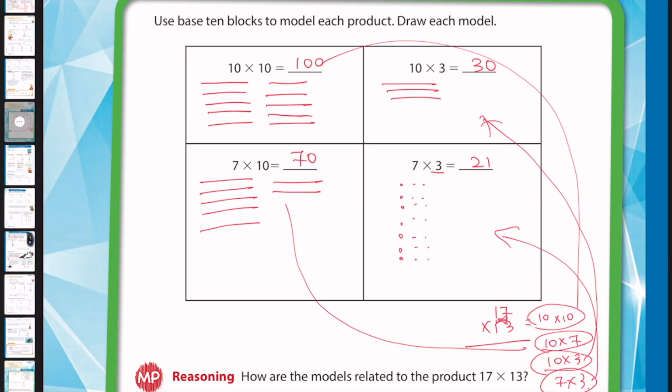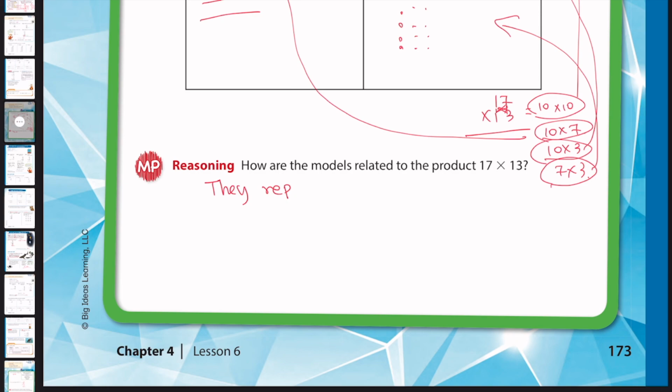So we can say they represent, okay, let me move up in case you can see that. They represent partial products. Alright, let's move on.